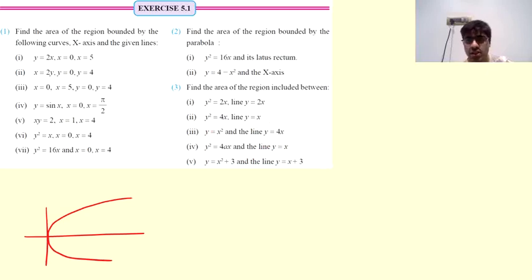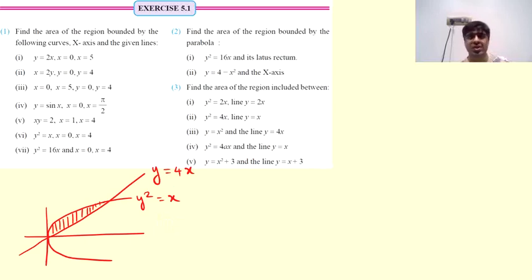And y equal to 4x, a line passing through the origin having a positive slope. That's y equal to 4x, and that's y square equal to x. The required area is right here. So put y as 4x in the equation here. So you have 16x square equal to x.